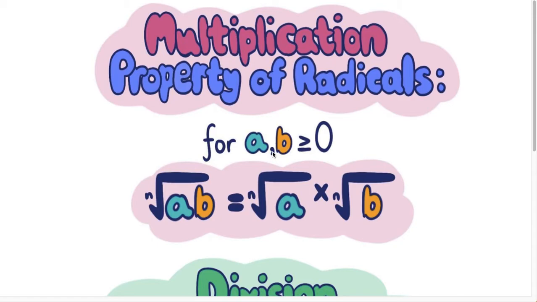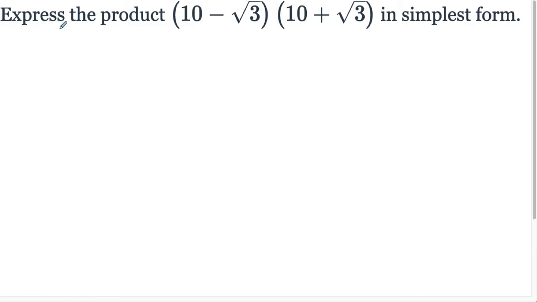All right, so just as a rule of thumb, whenever we multiply, we apply the same exact properties that we have learned in the past. So for example, if we have to express the product of parentheses 10 minus square root of 3 times 10 plus square root of 3 in simplest form, you might guess that we have to FOIL, and that is correct.